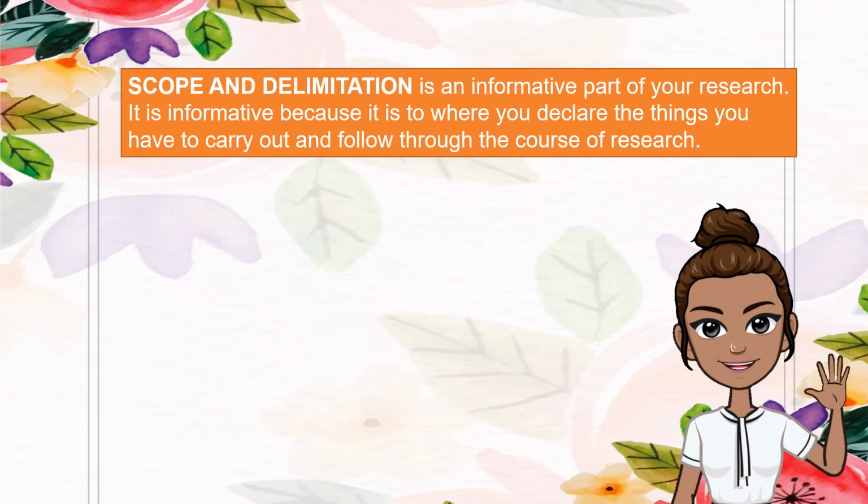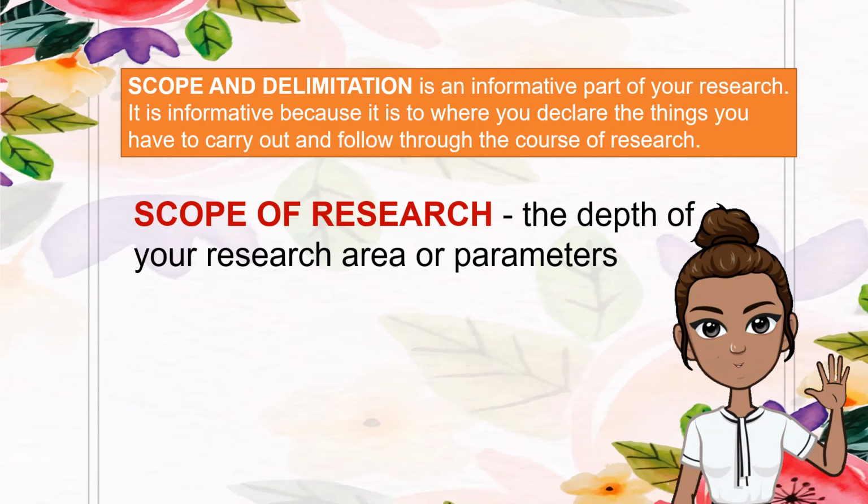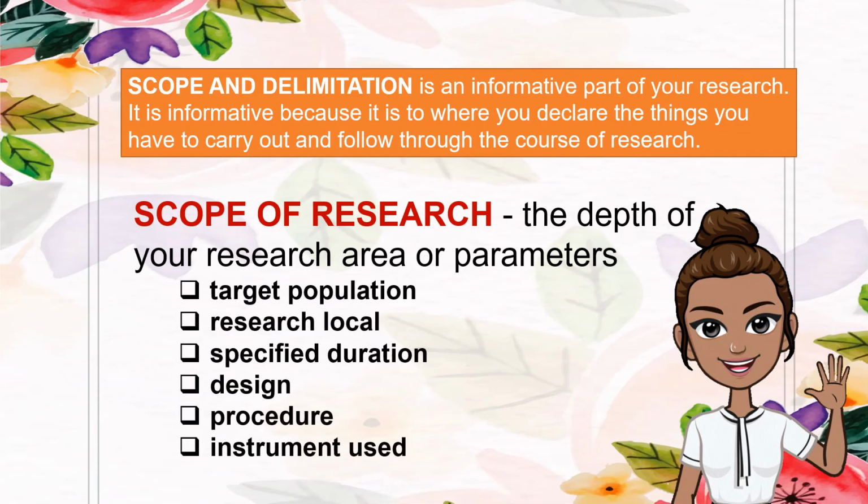Let us first dissect scope and delimitation. When we talk about the scope of research, it commonly refers to the depth of the research area or parameters. This includes restriction of the target population, research locale, specified duration, design, procedure, and instrument used.